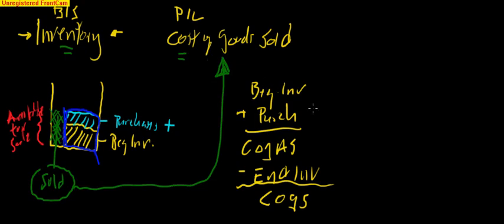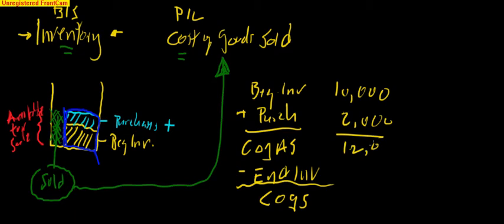And here's, let's say we have beginning inventory of $10,000, and we add purchases of $2,000. That's going to give us what? $12,000 available to sell. And let's say that we've determined that the ending inventory is $5,000. We started with $10,000, we ended with $5,000. What was the cost of goods sold? The cost of goods sold is the difference between the 12 and the 5, which is $7,000.